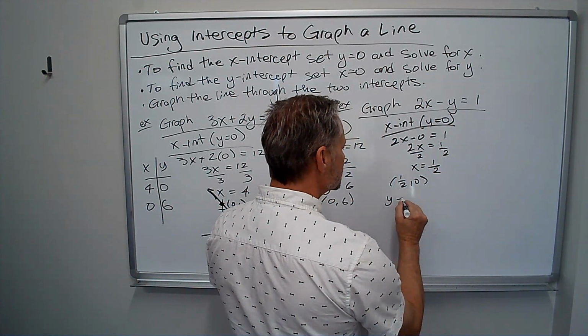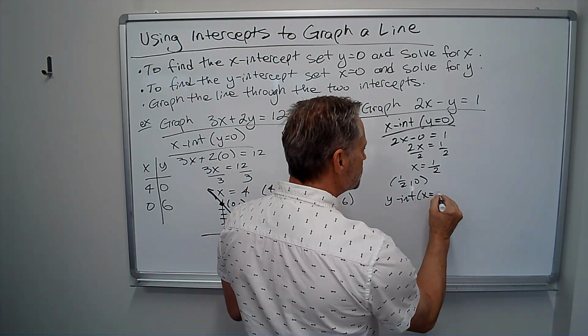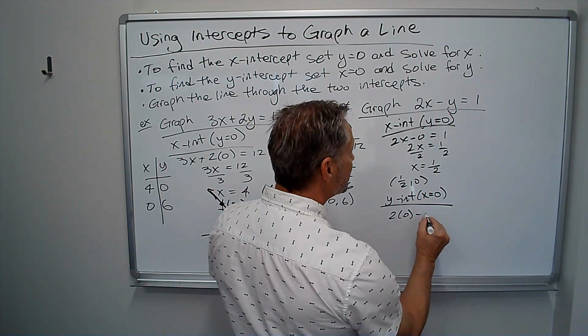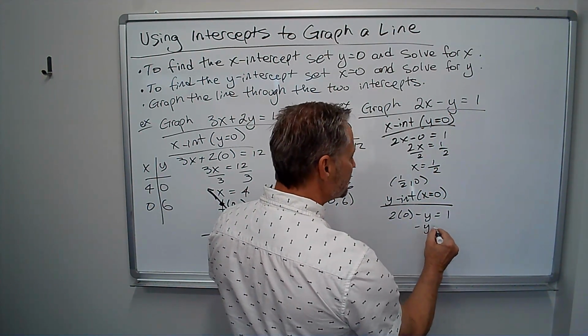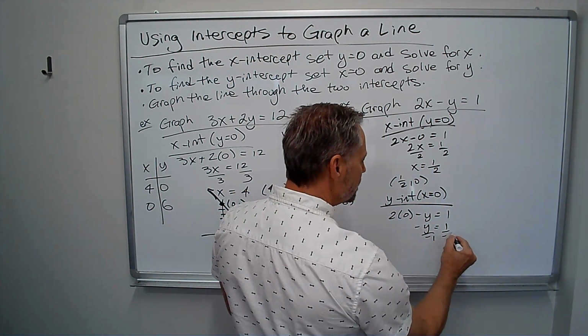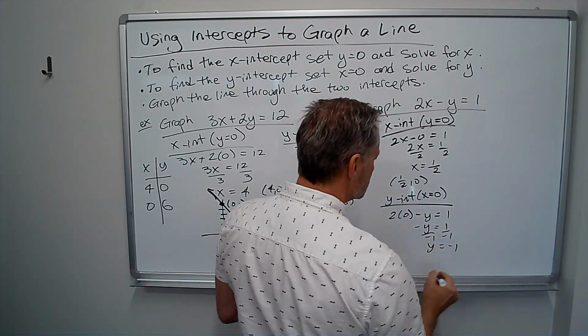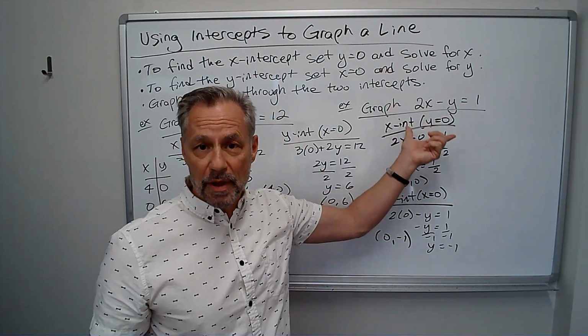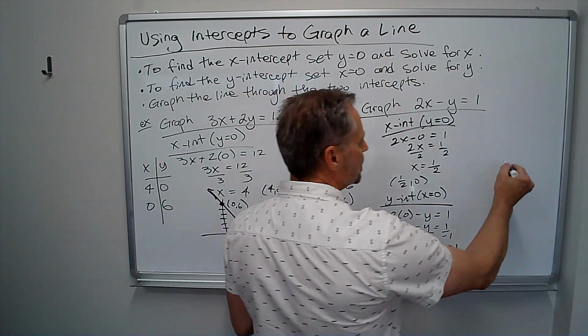So my y-intercept, remember that's always x equals 0. So I get 2 times 0 minus y equals 1. That's just negative y equals 1. Divided by negative 1, I get y equals negative 1. So now I've got (0, -1). Again, you could have probably done that in your head to make it a little bit quicker.